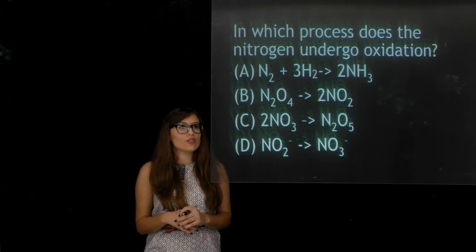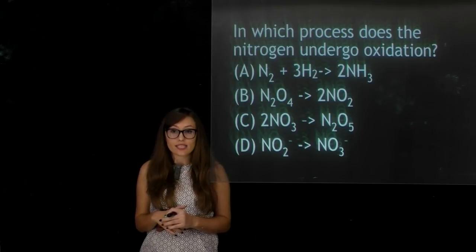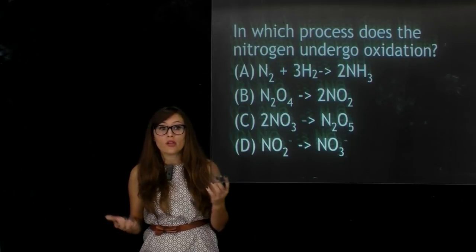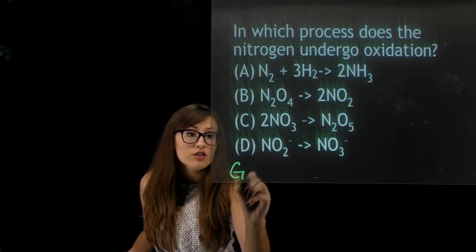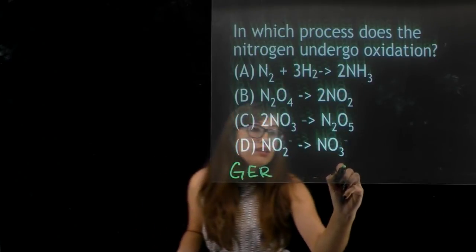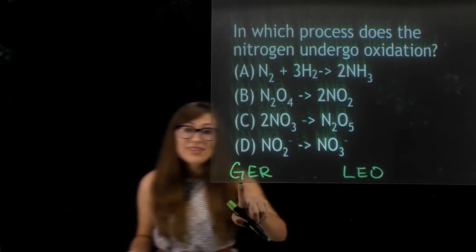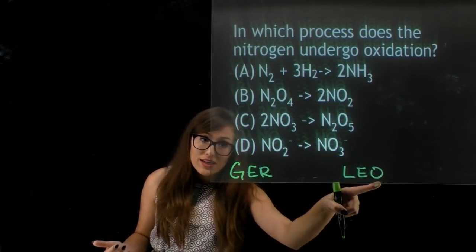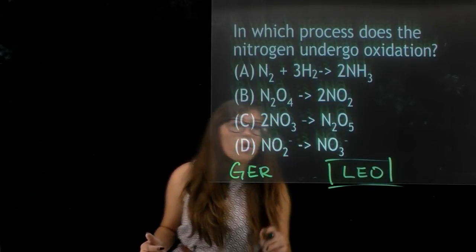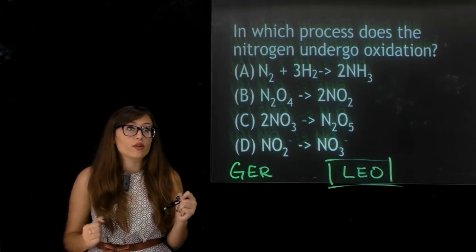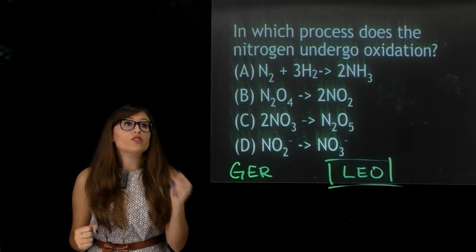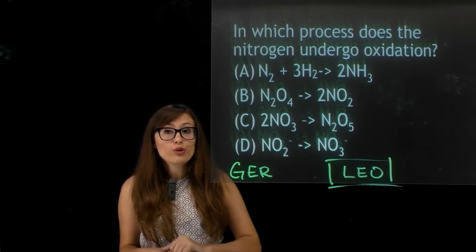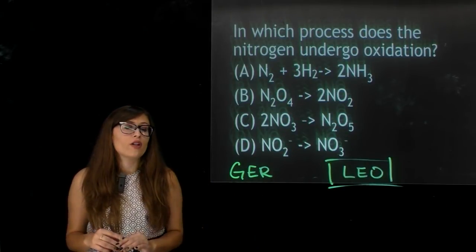The following problem states, in which process does the nitrogen undergo oxidation? Well, when we're dealing with oxidation, we know we have two acronyms that we can use. We can use GER and LEO, where GER is the gaining of electrons is reduction, and LEO is the loss of electrons is oxidation. So in this case, we are using LEO, and we're looking in each of these different problems, which of the following is the nitrogen undergoing oxidation? So we're looking for where does the nitrogen lose electrons in the following scenarios.